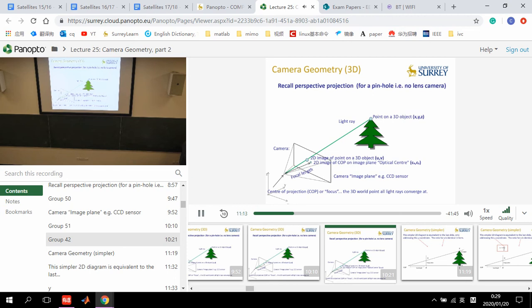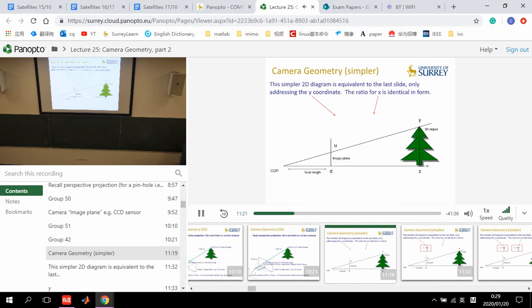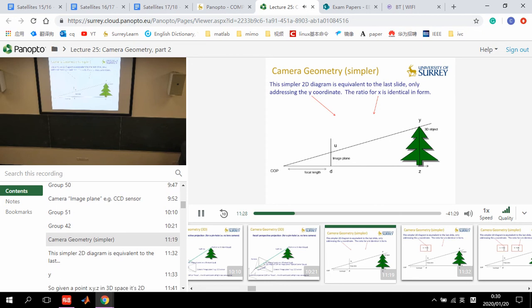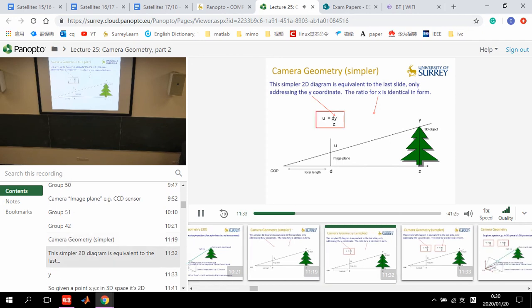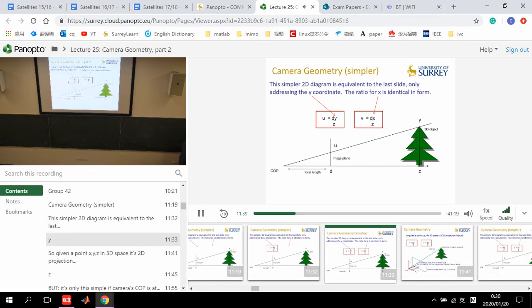Right. So basically nothing's changed except I've drawn it in 3D and named a few variables and introduced this terminology, optical center. So let's just remind ourselves what the previous diagram was. We had the COP, we had the focal length, the d, but now instead of y prime, we're calling it u, and we're saying u is d times y over z, and v equals d times x over z.